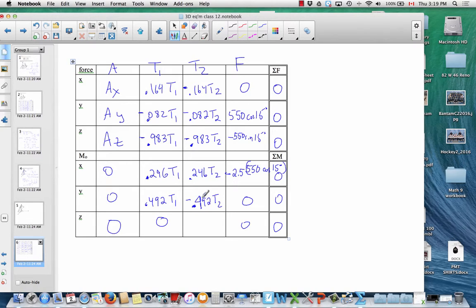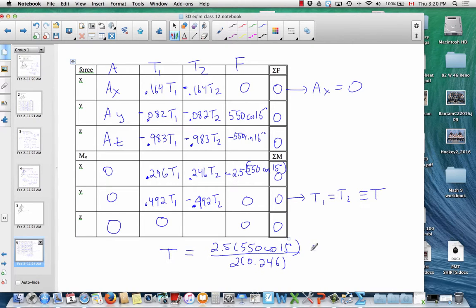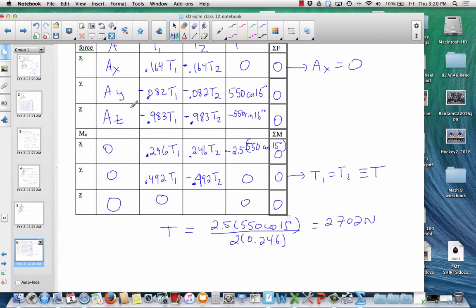So right here from this equation, we can see that T1 is going to equal T2 because these two sum to 0. So that means T1 equals T2, and let's just define that as being the tension T. If the tension T, T1 and T2, is the same, then you could see that these wipe each other out, and that leads directly to the conclusion that AX has to be 0. So that simplifies our analysis a little bit. Now we can use this equation because these are both T, and then we just move this to the other side and we divide by 2 times 0.246. So solving that equation, it would be 2.5 times 550 cos 15 divided by 2 times 0.246. So that gives me 2702 newtons for the tension force. Once you know the tension force, you can solve directly for AY and AZ.